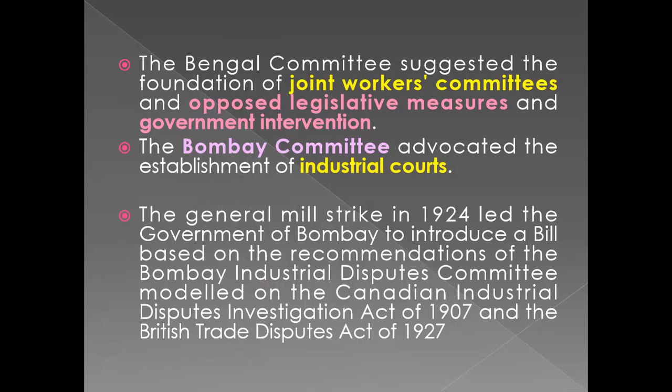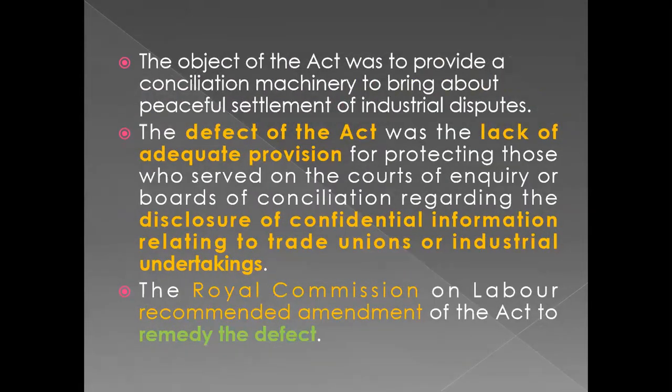The General Mill strike in 1924 completely changed the total situation and forced the Bombay government to introduce a bill based upon the recommendations of the Bombay Industrial Dispute Committee, modeled on the Canadian Industrial Disputes Investigation Act of 1907 and the British Trade Disputes Act of 1927. A violent form of strikes started in 1924, and the mill strike is one example. Because of this revolt, the government of Bombay was forced to take a step to pass a bill, and it was passed based upon these two legislations.